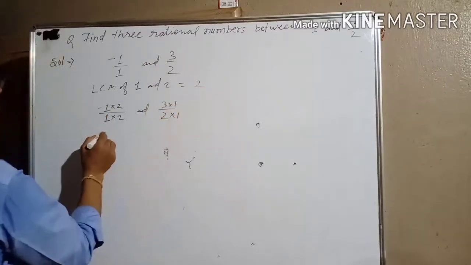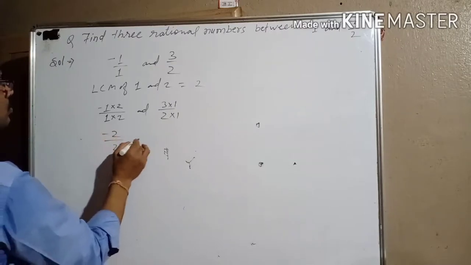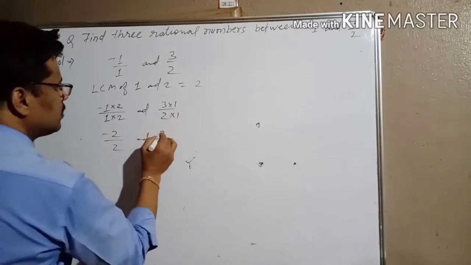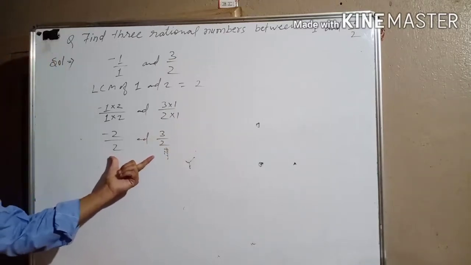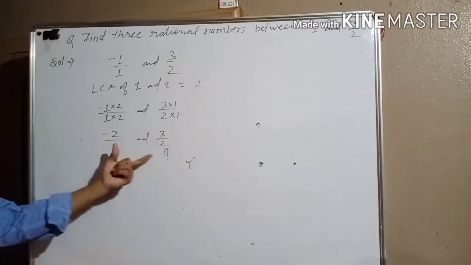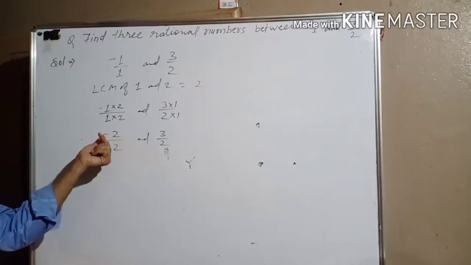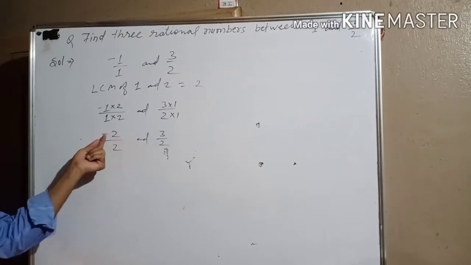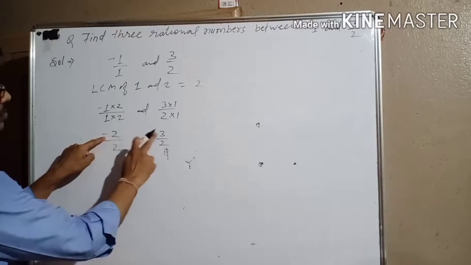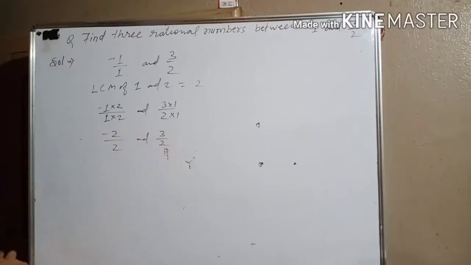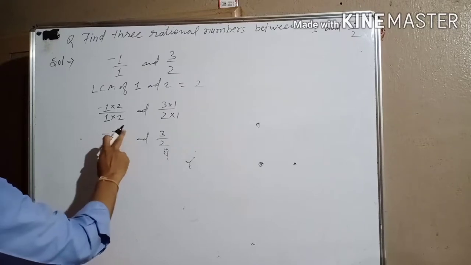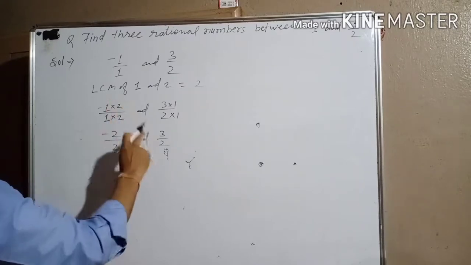Okay. So what do you get here? -2 upon 2 and here 3 upon 2. Now the denominators are the same, so you are able to compare the numerators -2 and 3. Between -2 and 3, you can write any three rational numbers. After -2, what will come? -1, 0, 1, 2, 3.